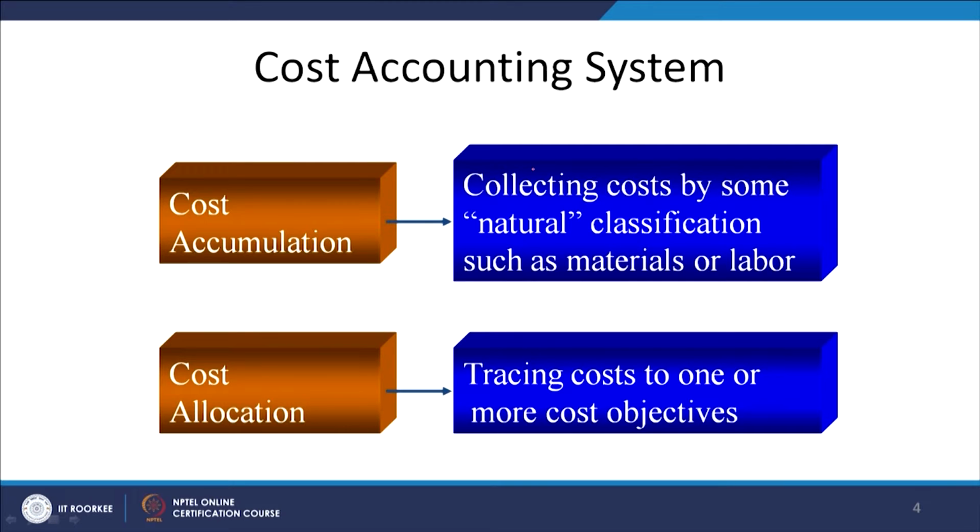We have to identify the different inputs which cause the total cost of production, and what are those important elements, what are those different components and subcomponents. The sum total of that will become the cost of the production, and we have to accumulate the cost and apportion it to different products in a different way.